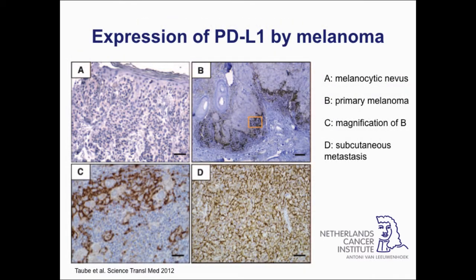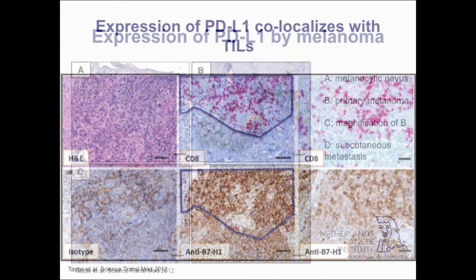Here you see a picture from a study published recently in Science Translational Medicine by the Hopkins group, where they looked at expression of PD-L1 in different tumors: a benign melanocytic nevus, which is negative; here a primary melanoma, which has expression of PD-L1, and here a magnification of that; and here a subcutaneous metastasis with a very dense expression of PD-L1. So we know that PD-L1 can be expressed by tumors, but although not shown here, it can also be expressed on benign tumors as well.